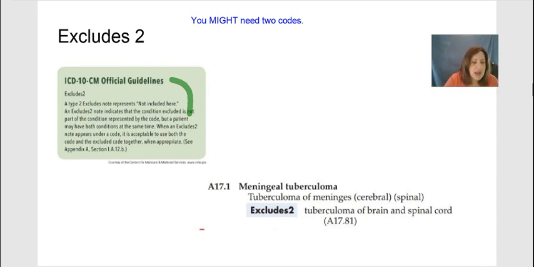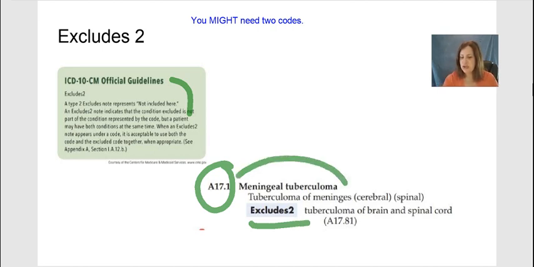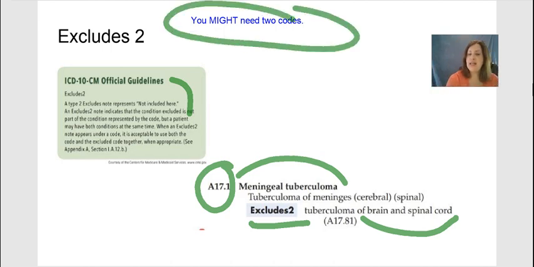Okay, so this one says, an excludes 2 note says that the condition is not part of the condition here. So we're looking at this A17.1. And this is excluded. It means that this meningeal tuberculoma does not include brain and spinal cord. It's only the meninges. So if my patient has both meninges and brain, I'm going to need 2 codes because I get to code both of them, saying that the disease is here and here. 2 codes. But if I read it and say, no, it's only in the meninges, it is not in the brain, I don't need that other code, I read it and I rejected it. So you always have to consider it.